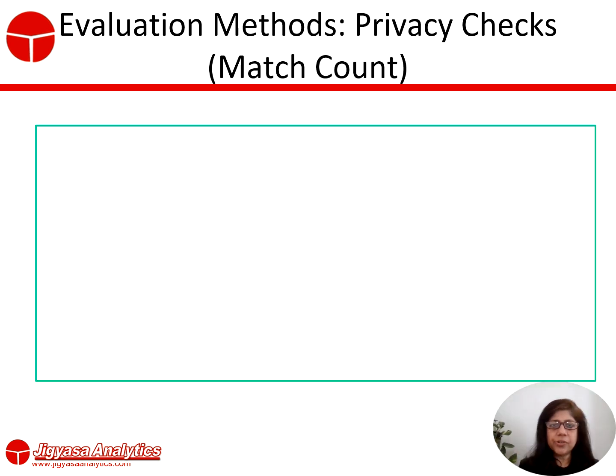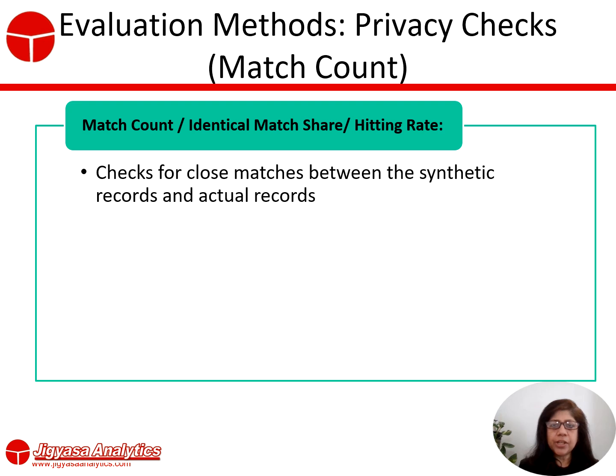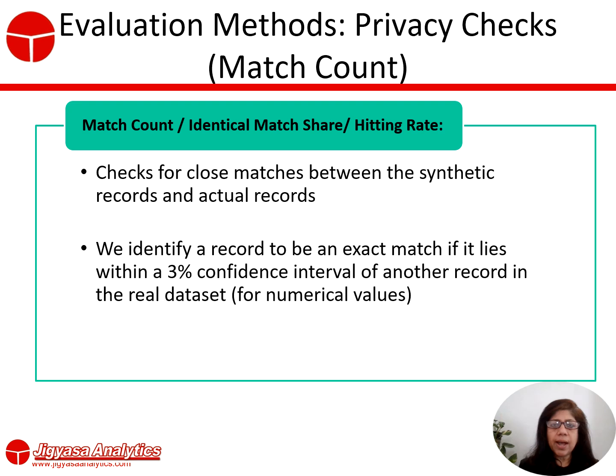One of the privacy metrics we use is match count, or identical match share, as it is often called. This checks for very close matches between the synthetic records and actual records. We define a synthetic record as a close match if it lies within a 3% confidence interval of a record in the actual dataset.